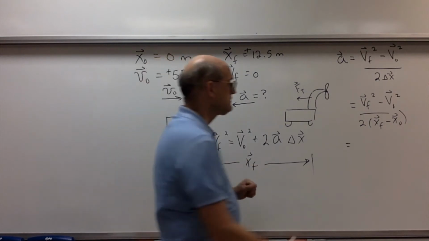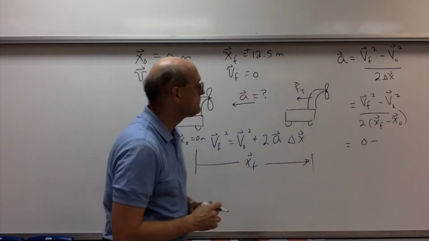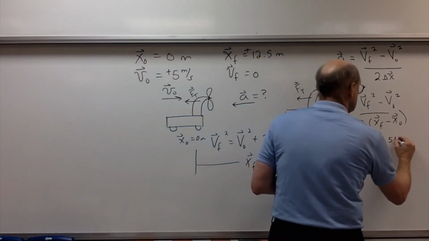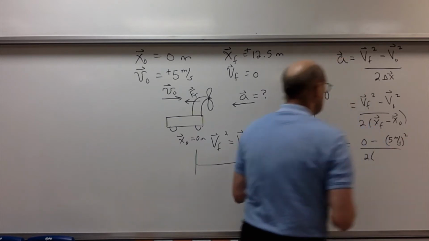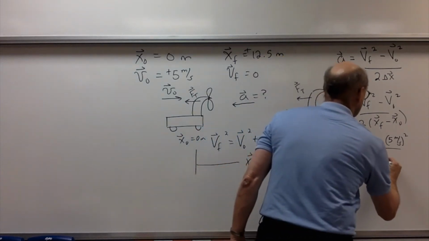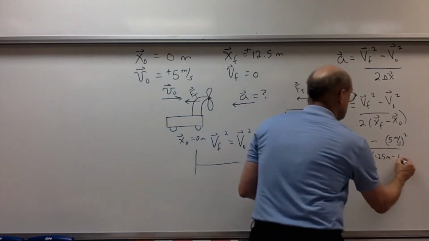Okay, substituting, Vf is 0. Square that, you still get 0. Vo is 5 meters per second. We need to square that. Divided by 2 times xf, which is 12.5 meters, and xo is 0 meters.